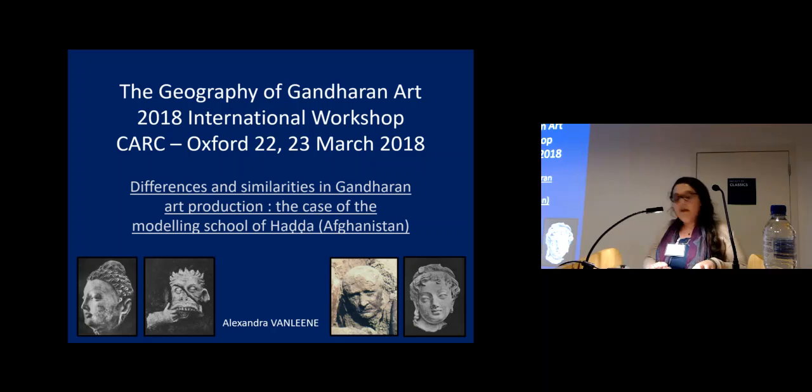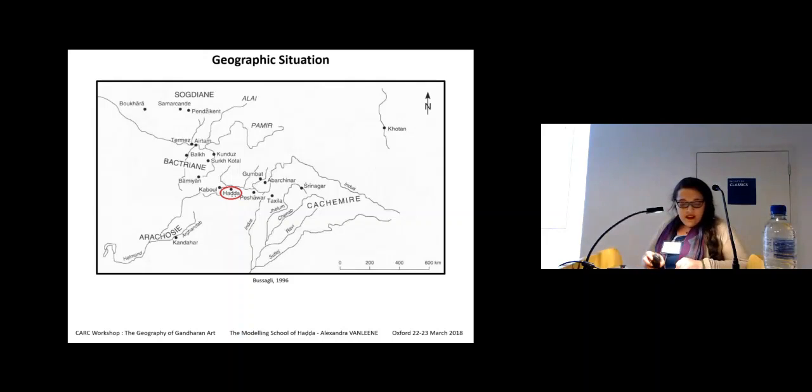To this purpose, we're going to consider the case of the modeling school of Haḍḍa in Afghanistan. The profusion of artistic production in Haḍḍa is such that many masterpieces deserve to be highlighted. However, I try to choose the most eloquent and representative examples. Let me introduce the monastery of Haḍḍa and some general considerations about its related school of art. Haḍḍa is a modern village in Afghanistan located near Jalalabad and built on the ruins of a pre-Islamic city on which depended a great Buddhist monastic complex that flourished during the earliest centuries of the Christian era.